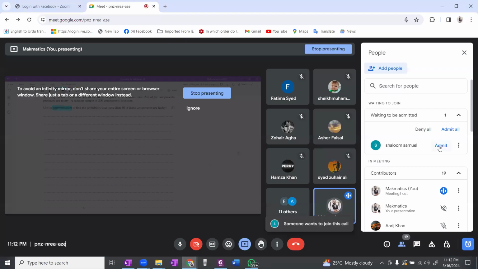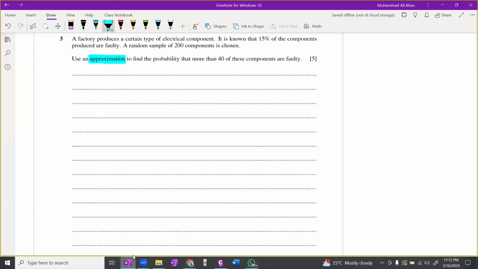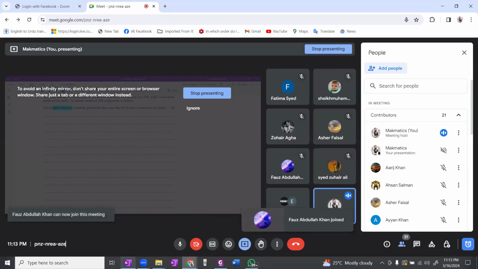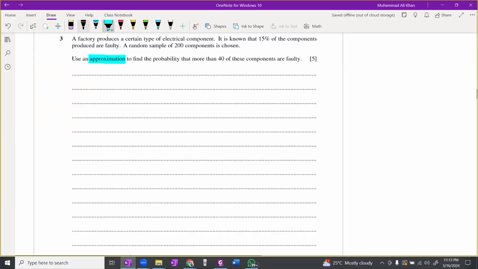जब भी बच्चों approximation की बात हो, use an approximation to find the probability that more than 40 of these components are faulty. जब भी approximation की बात हो, तो it means it is a question of normal distribution. और अब आप देखिए normal distribution में we have to work on a normal curve.